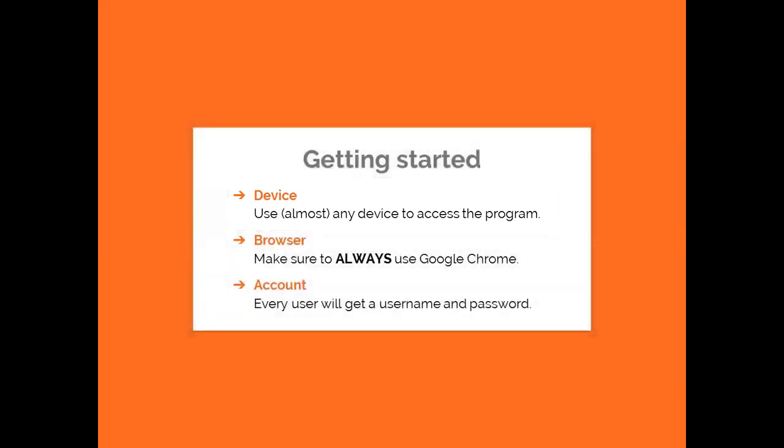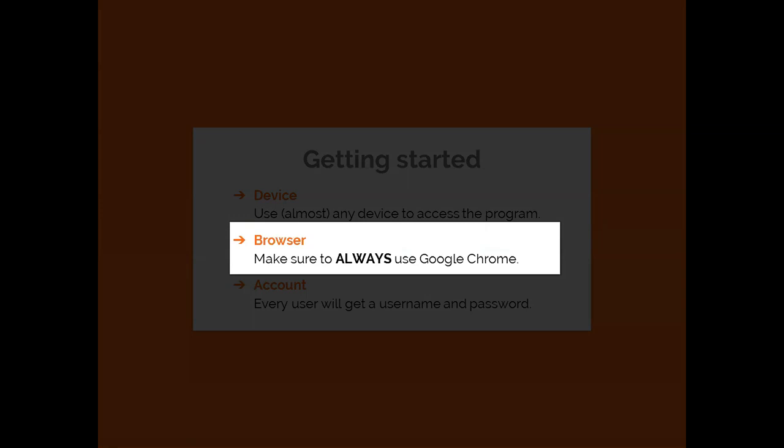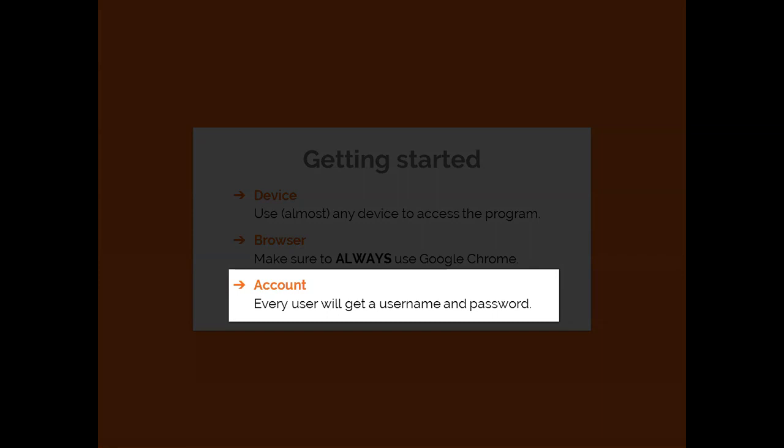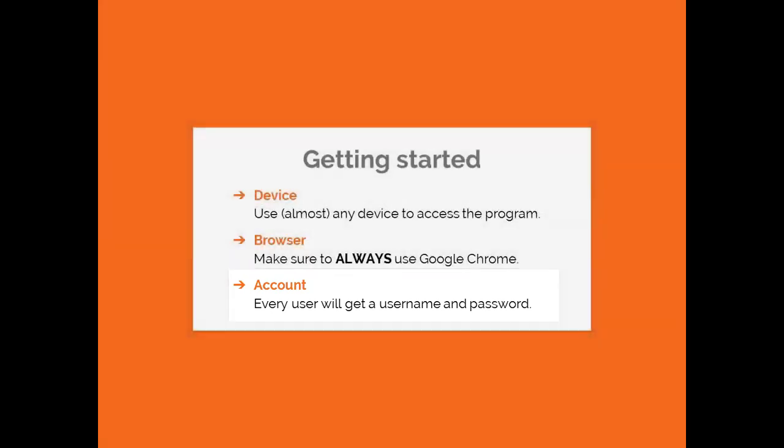You need a browser. Make sure that that browser is always Google Chrome. You access the programs through a website, maxscholar.com, but it's very, very important that you remember and you tell the parents and you tell your students that they should always choose Google Chrome in order to access Max Scholar. And then you're going to need an account. Teachers get their own accounts, students get their own accounts, and that's what you use, your login details, that's what you use to access the program.